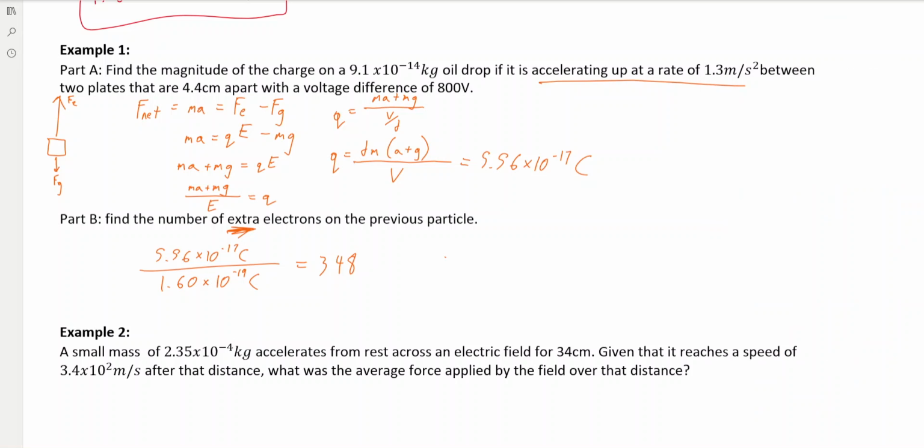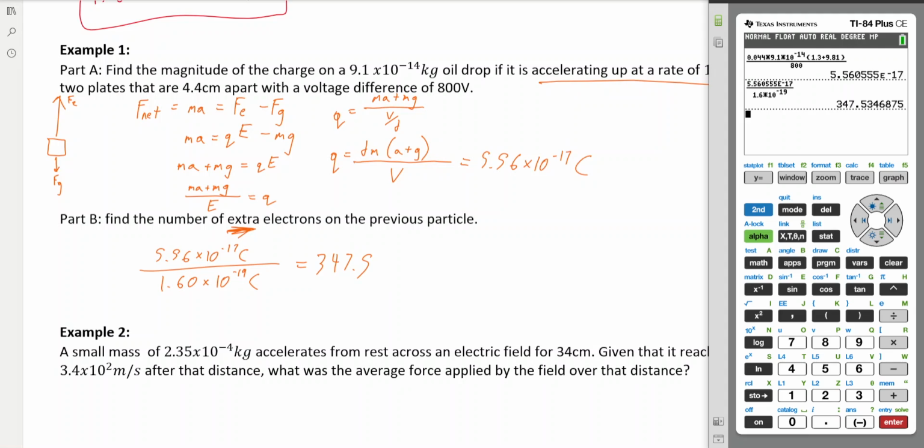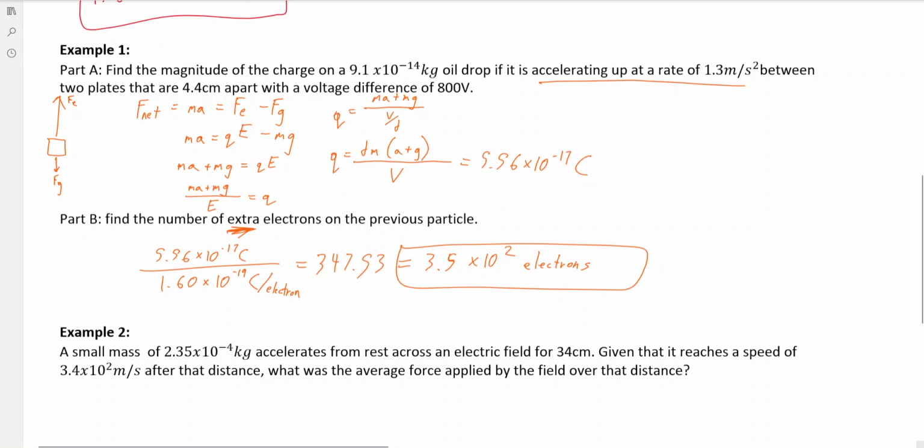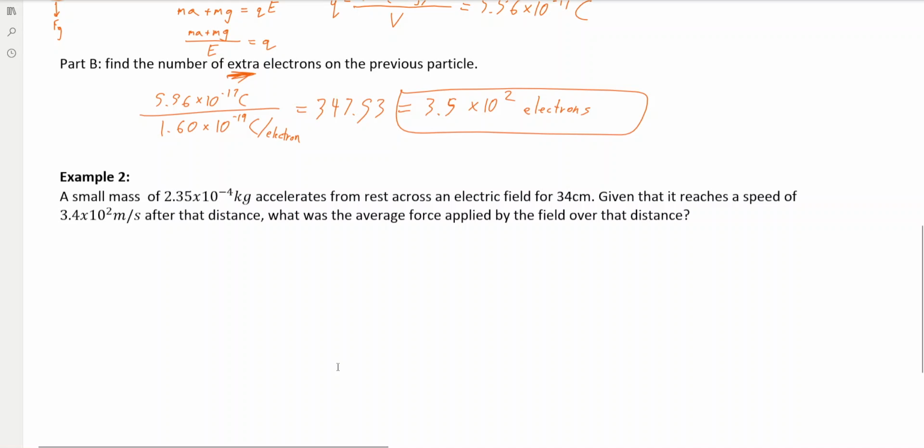Yes, so let's just double check. Sig digs wise, we should have 2 sig digs, it looks like. So 347.5, I think is what we had. Yeah, 5.3. So we're going to round that to 3.5 times 10 to the 2 electrons. This is coulombs per electron, by the way, because it's an elementary charge. All right, let's continue. One more example.